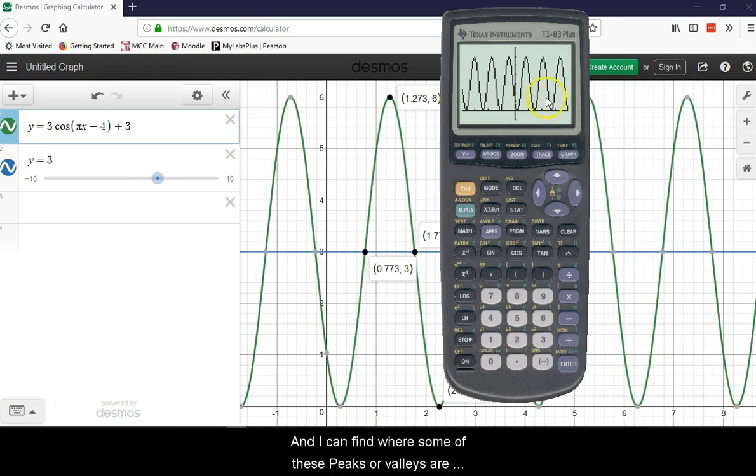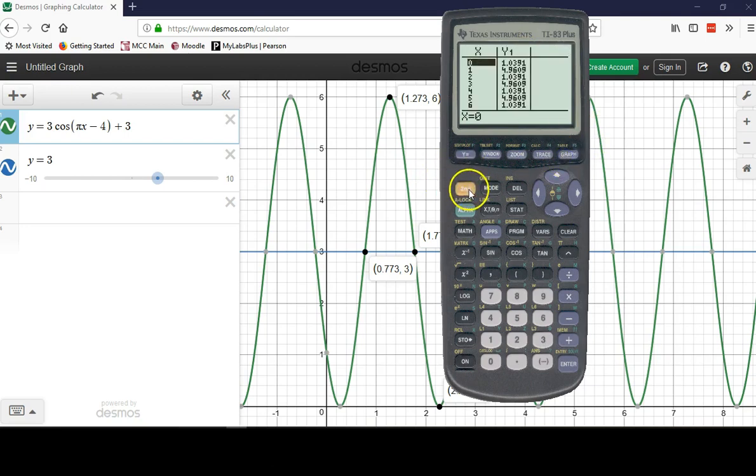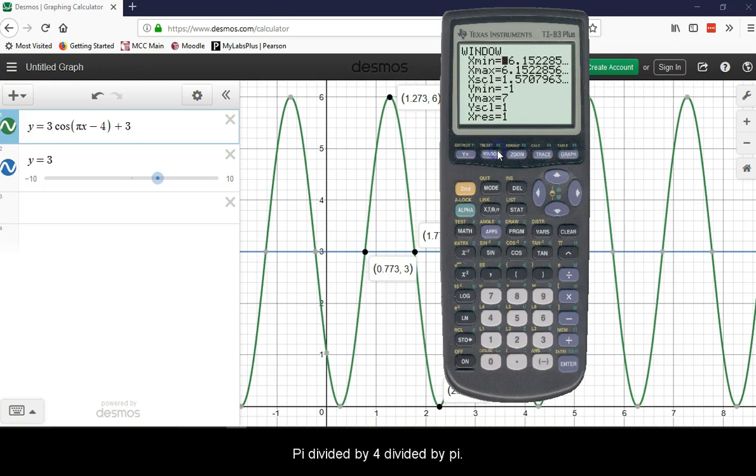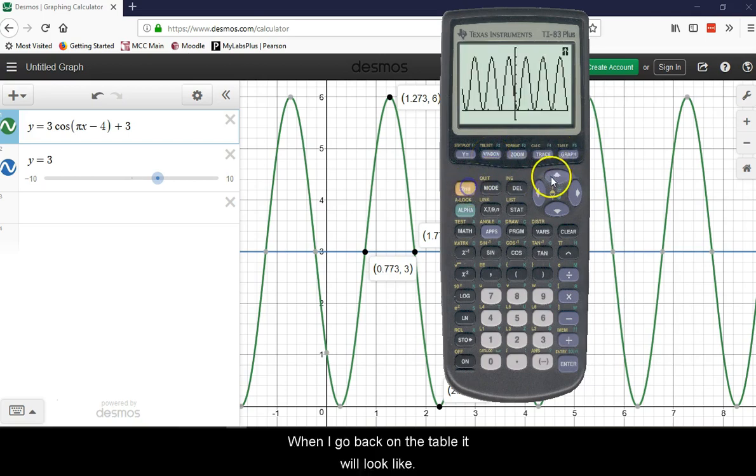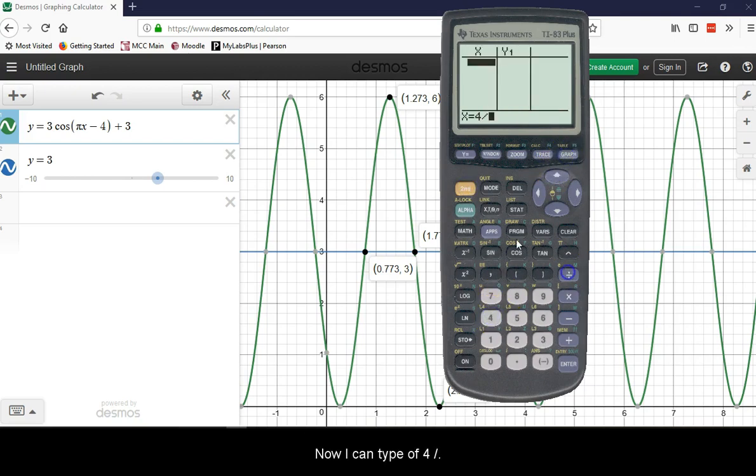And I can find where some of these peaks or valleys are, but you need to know a little bit about where you're going to start. So you need to know where your phase shift is. You need to know, well, I'm starting at 4 divided by pi. So let me change this table set to ask. When I go back in the table, it will look blank, but now I can type in 4 divided by pi, and I say, oh, well, that's what it is, and that's where I start. That's how high I am. So you can get an idea of where all these pieces fit together, because many times the numbers are not going to be really nice to look at.